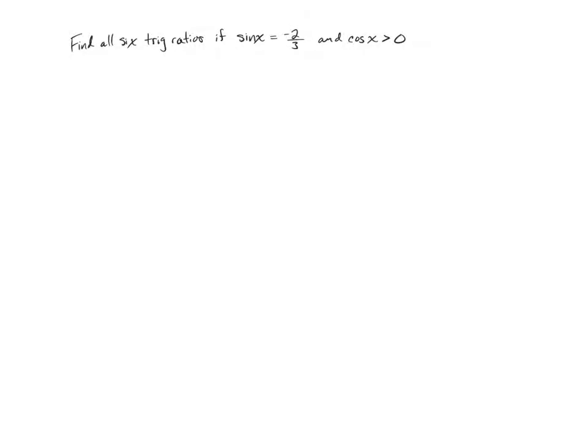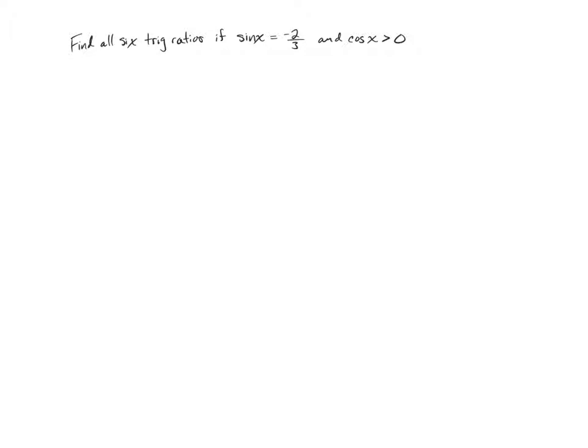So we're going to go through a couple of examples of these problems that are really common in pre-calc and any trig class. You're being asked to find all 6 trig ratios. That's the sine, cosine, tangent, cosecant, secant, and cotangent of some angle, if all we know is that the sine of the angle is negative 2/3 and the cosine of the angle is greater than 0. So what they've done is they've given us 2 clues about this angle.